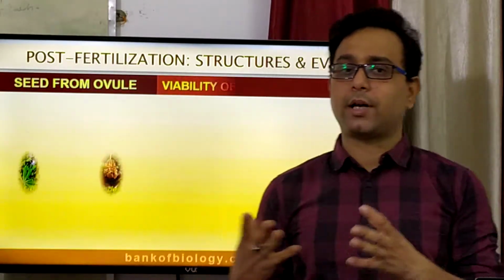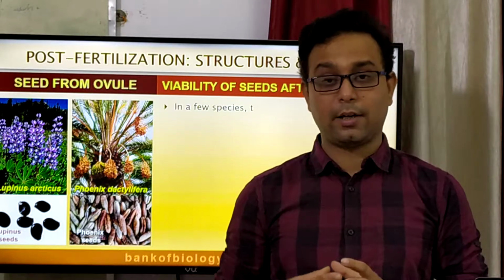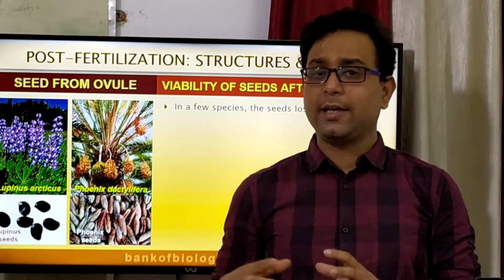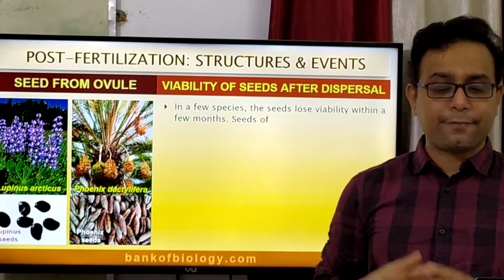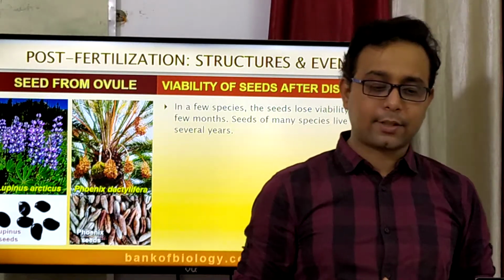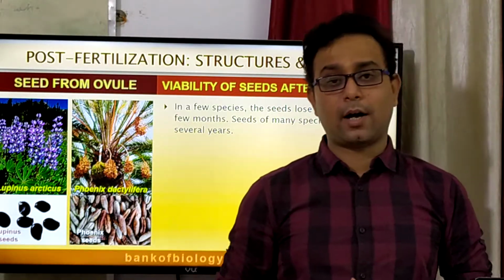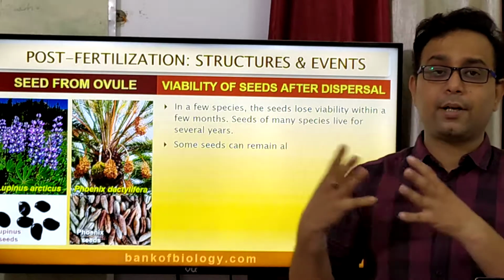So the seed is a product of sexual reproduction. But the viability of seeds after dispersal varies in different species. In a few species, the seeds are viable for only a few months, and after that they die. But many seeds live for several years.